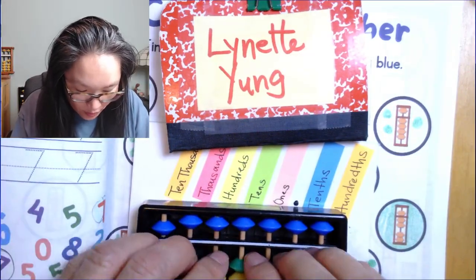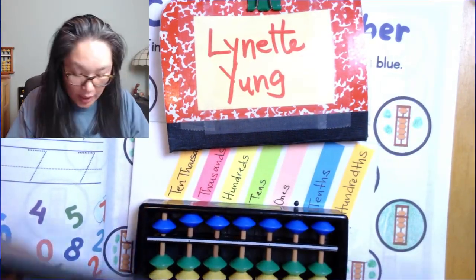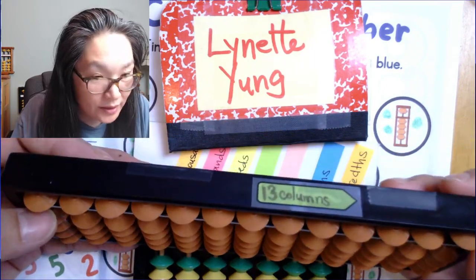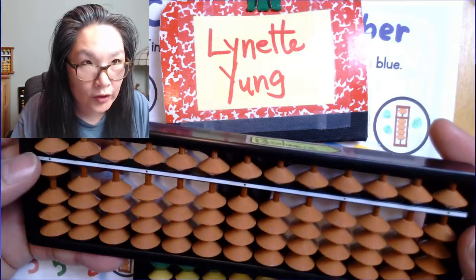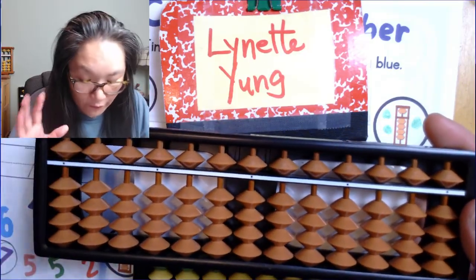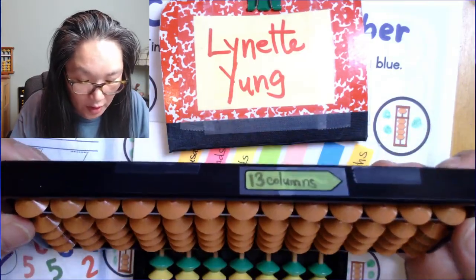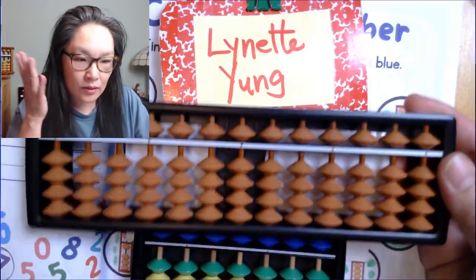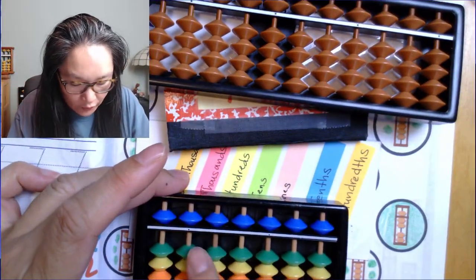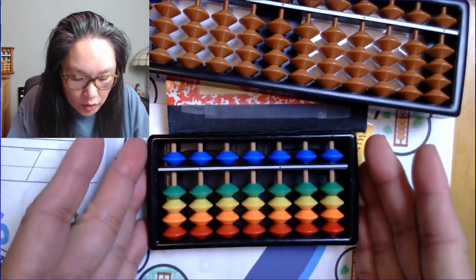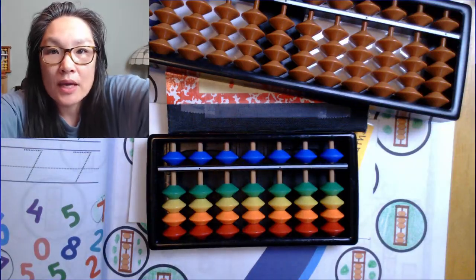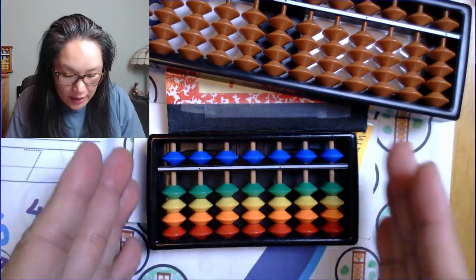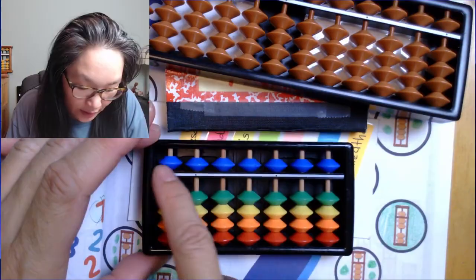This is also something I sell, but you can get a 13 column one from Daiso if you want one for yourself. I would recommend a 13 column one because it's easier to do multiplication and division. That's the only reason why. This one is good for the young kids, because the questions are smaller, then it's fine to use this one, and I do like it because it's colorful.